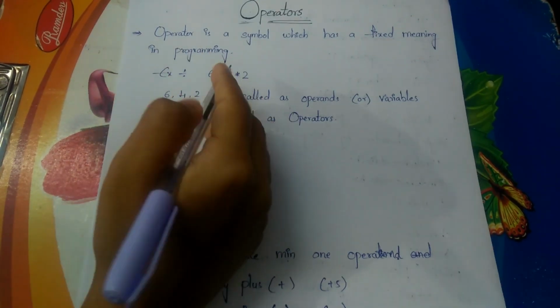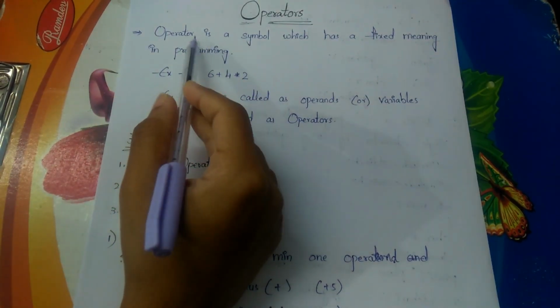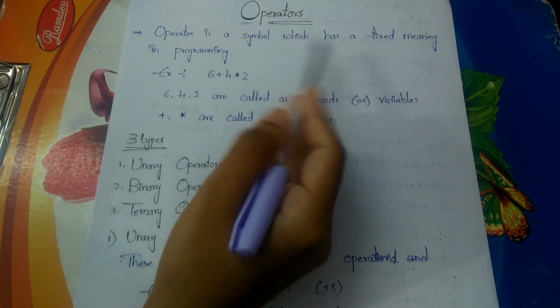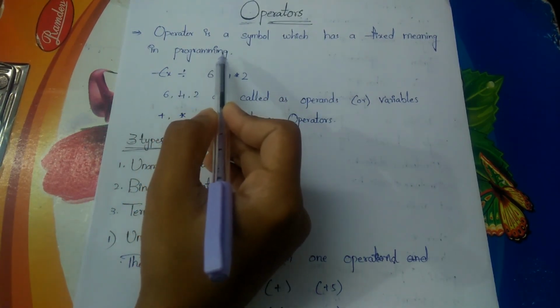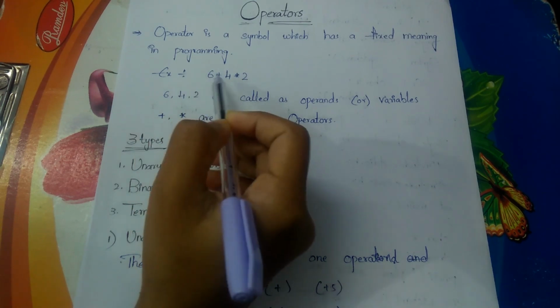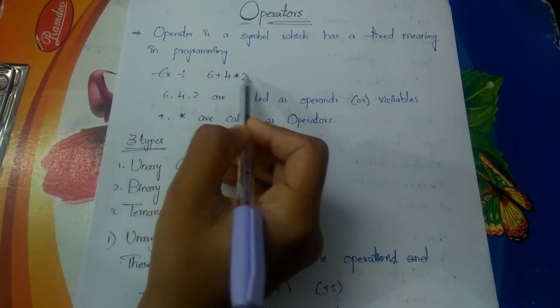Here is one more topic, that is operators. An operator is a symbol which has a fixed meaning in programming. For example, 6 plus 4 into 3.